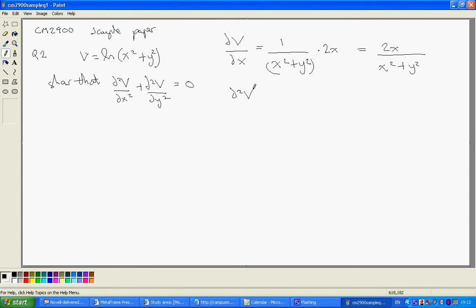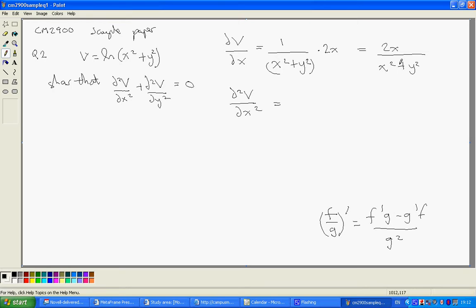partial d2v by dx squared is the derivative of this expression, and we have to use the quotient rule here. So quotient rule says that f upon g differentiated, which I indicate with a dash, is given by f dash g minus g dash f over g squared. So in our case 2x is f and g, the bottom, is x squared plus y squared.